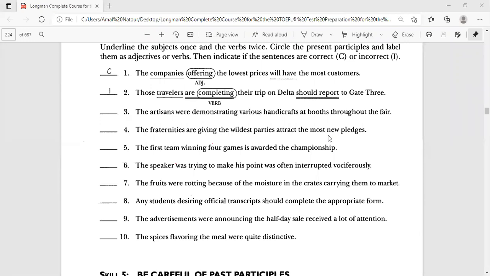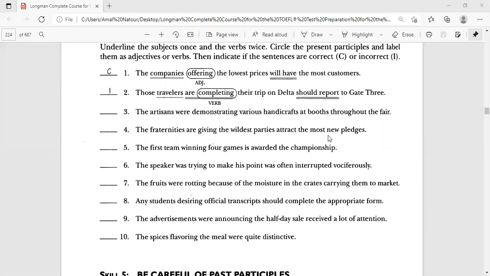Okay, dear students, now we're going to proceed with skill number 5. Skill number 5 talks about past participle. Past participle can also cause confusion in the structure section of the TOEFL test, because past participle can be either an adjective or part of a verb. The past participle is a form of the verb that appears with have or verb to be. It often ends in ed, but there are also many irregular past participles in English.